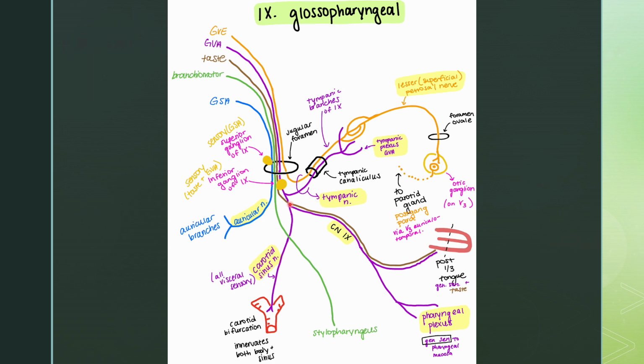It keeps descending further, and all that's left is taste and visceral sensory. And so it's going to end by having the visceral sensory creating the pharyngeal plexus, which is general sensation to the pharyngeal mucosa. And then you have some more of that visceral sensory as well as taste branching off and going to the posterior 1/3 of the tongue. And it's providing that general sensation and taste. And that is the very bottom of that nerve. And that's the whole thing.